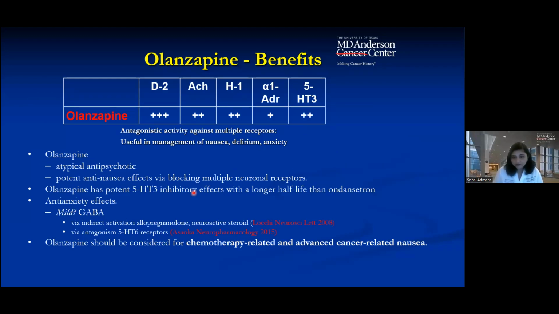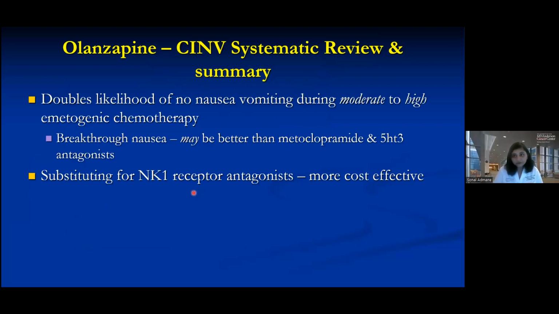And most of the evidence that we have is in chemotherapy-induced nausea and vomiting, and so as you can see now, it's a standard part of guidelines from MASCC and NCCN, which is a large body in the United States. And the current evidence states that it may even be substituted for NK1 receptor antagonists, which are so expensive, and actually might treat breakthrough nausea and vomiting better compared to metoclopramide and even ondansetron.